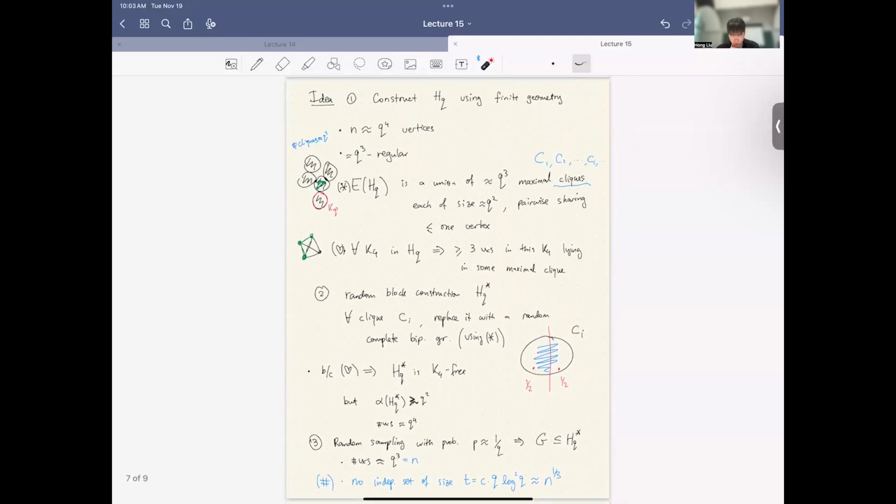Let me think. The independence number of HQ star. So these maximal cliques, they are sort of intertwined together. If you pick one from each, it doesn't mean that you can pick so that there's no edge at all. They sort of complicatedly sit together. All we know is that they pairwise share at most one vertex.